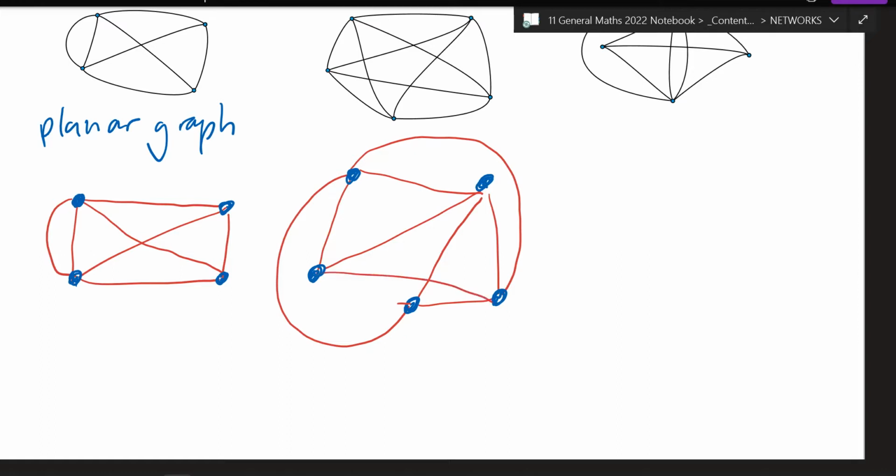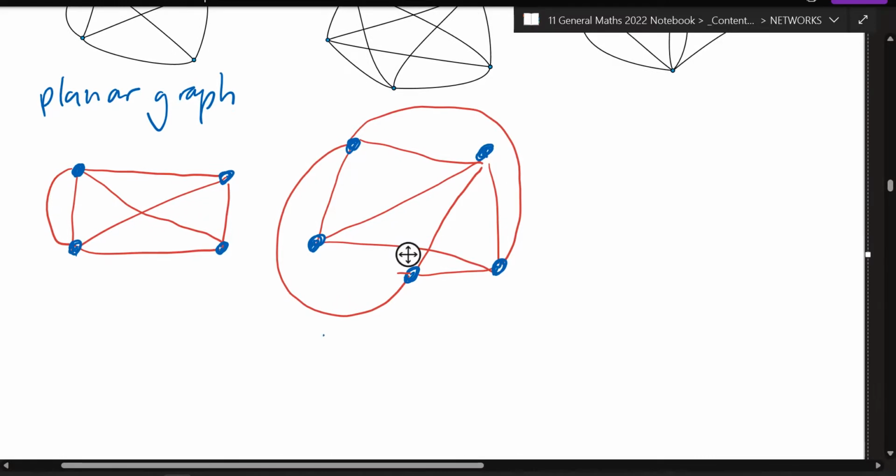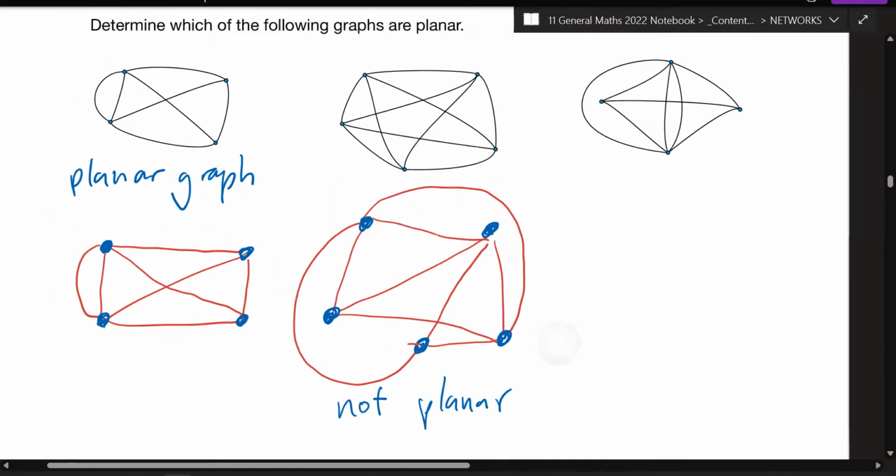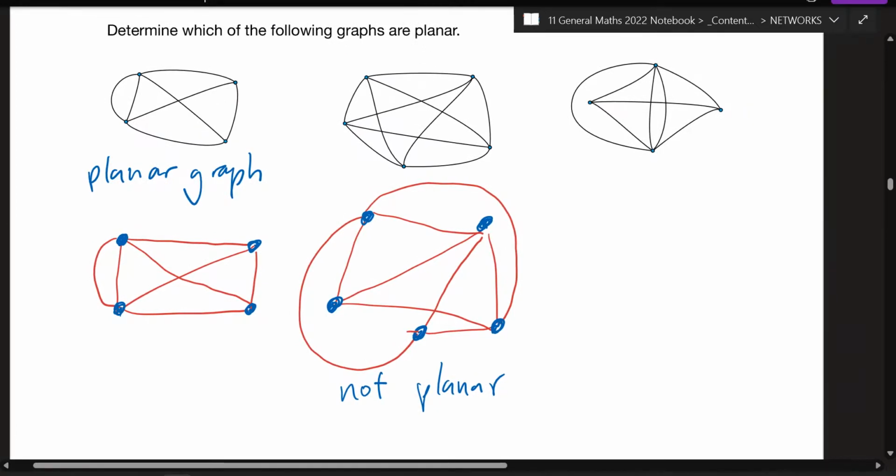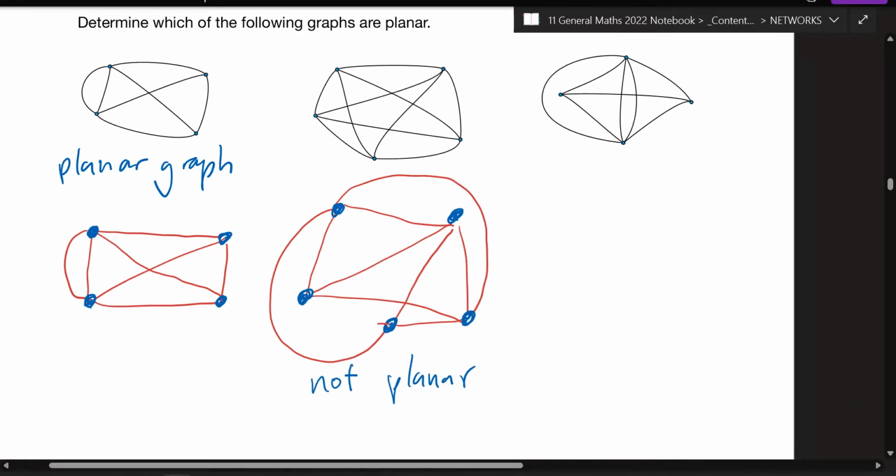So technically, the second graph is not planar, okay? If you try to redraw it, the second graph cannot be made into a planar graph. There's too many lines happening, basically. So you can't make it into that. What about the last one? Is the last one planar?